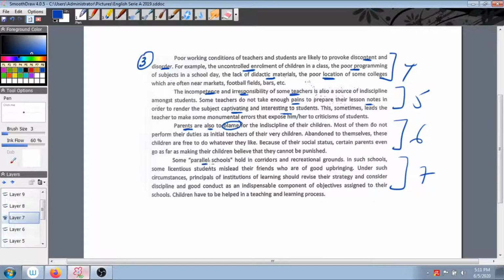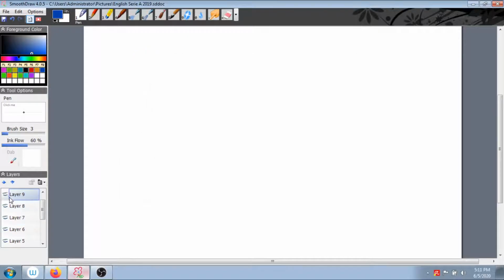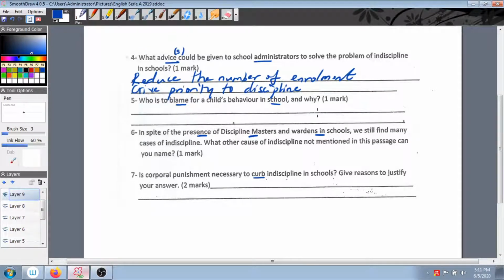Oh, I remember. The last part, they say parallel schools hold in corridors and recreational grounds in such schools. We have licentious students mislead their friends. Oh, right. So to jump and answer the question, who is to blame? Well, I could say school administration. So the school administration is to blame. Some teachers are to blame. Parents are to be blamed. Parents, and to some extent, students also.